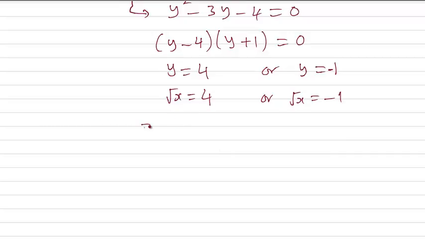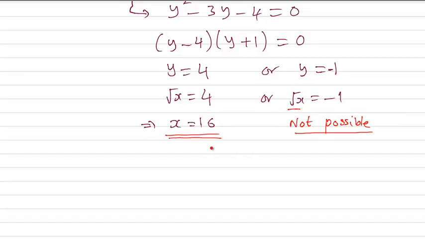Take the square, so this means x is equal to 16. But this one, square root x equal to minus 1, is not possible. We can't have a square root equal to a negative number. So we only have one solution, x equal to 16.